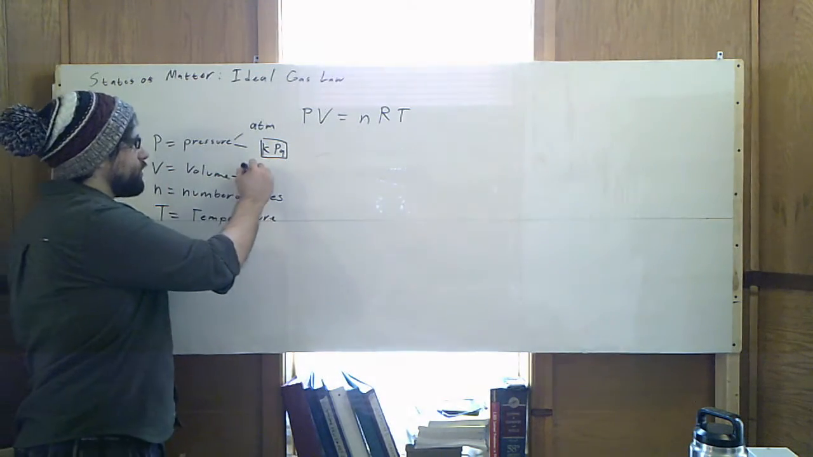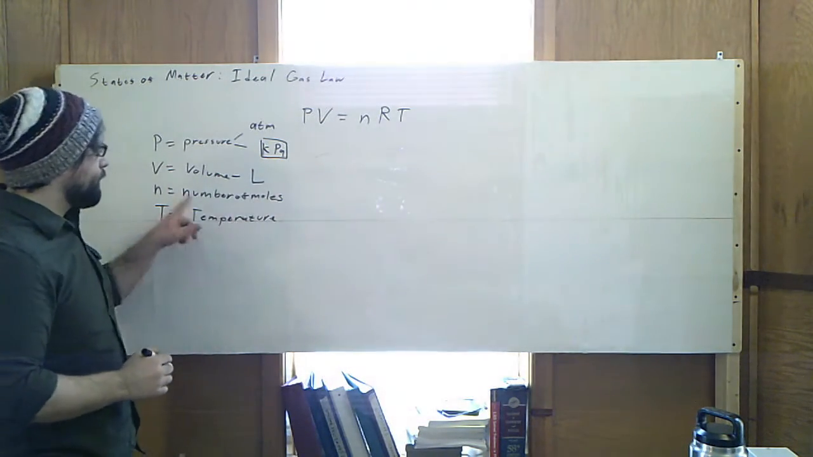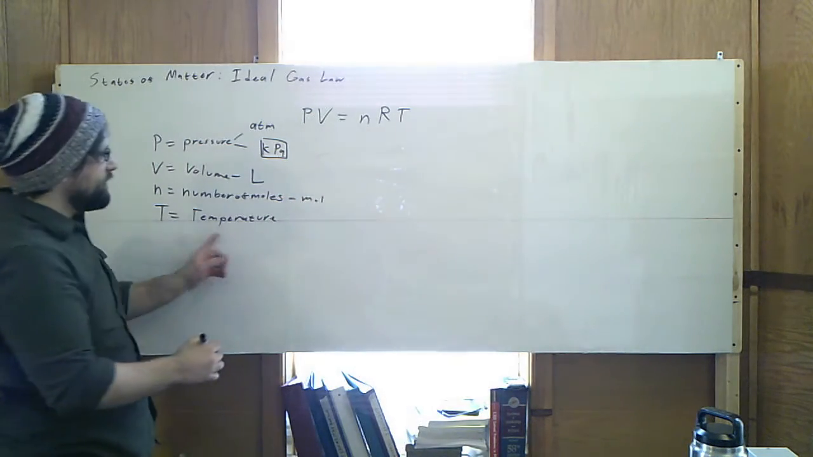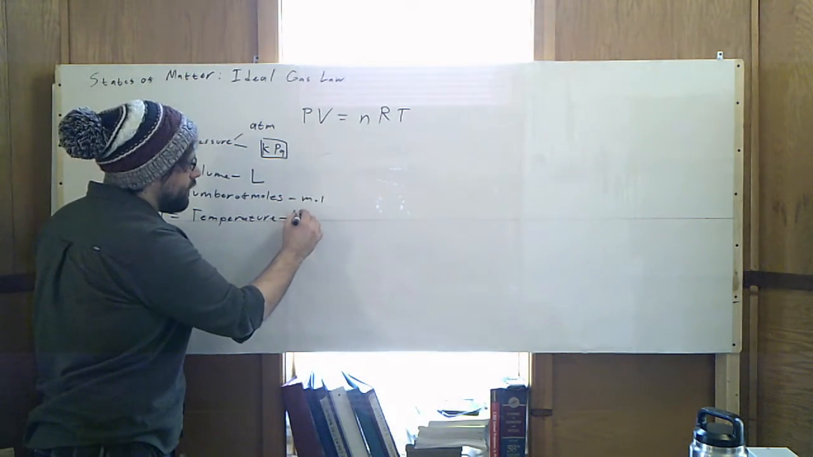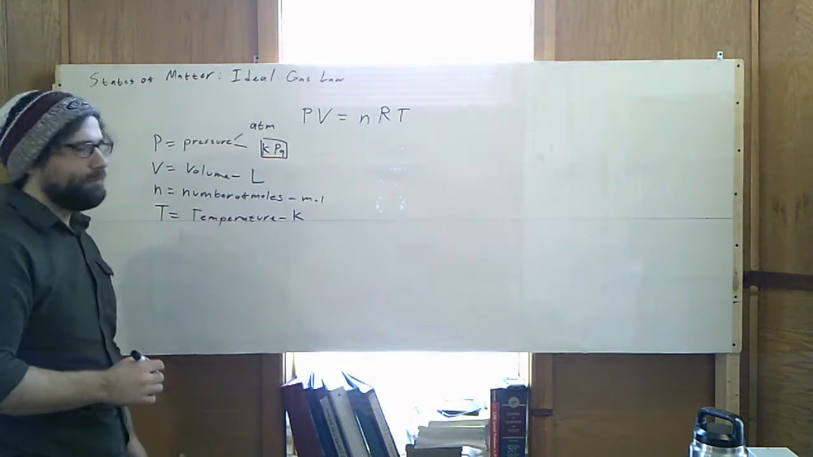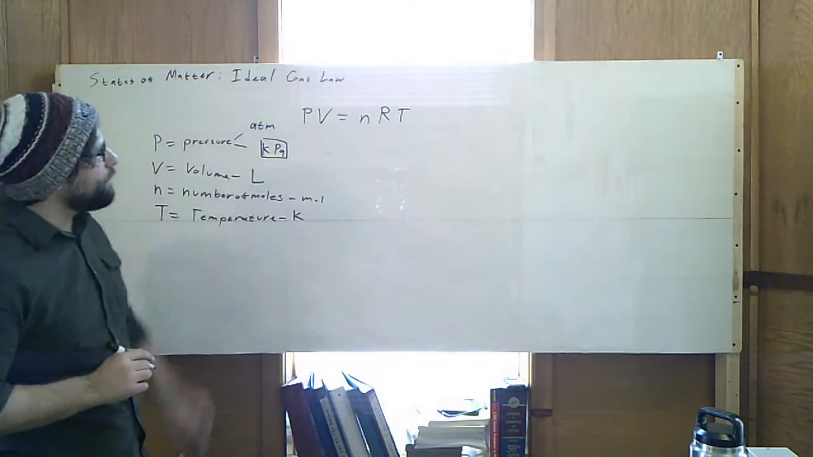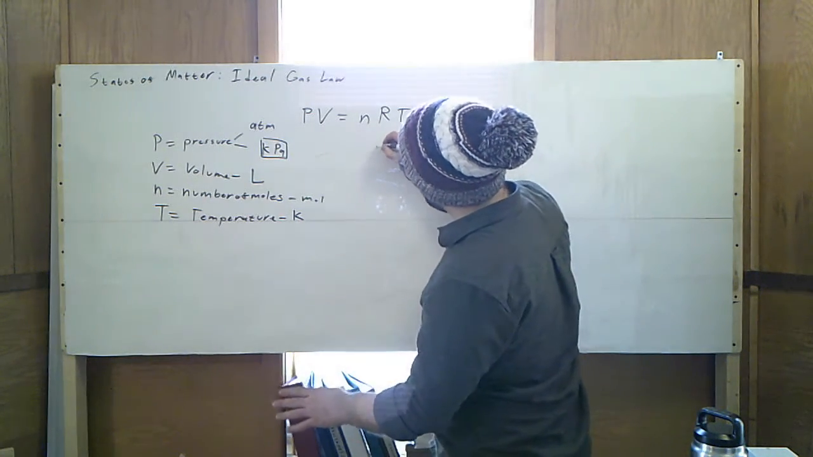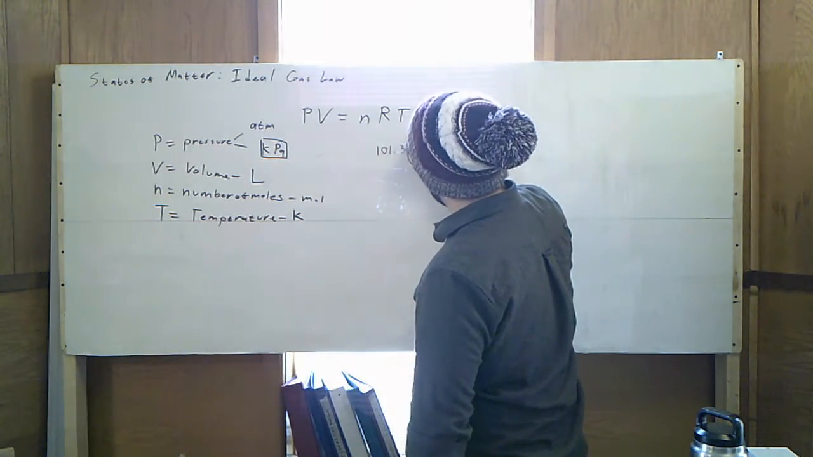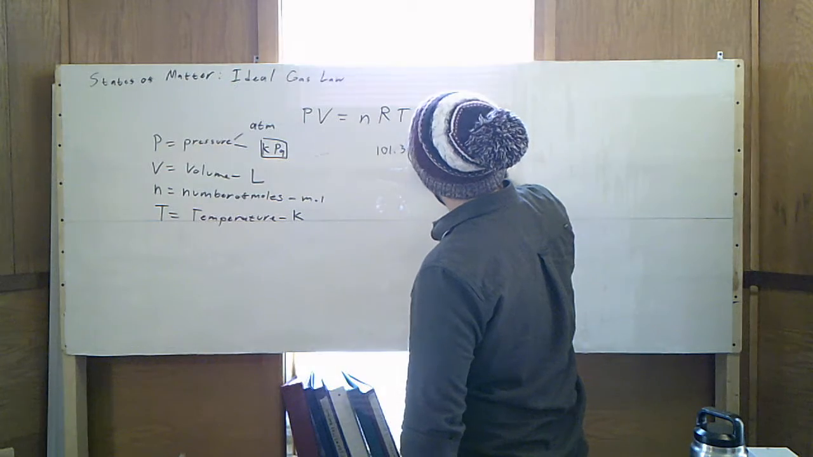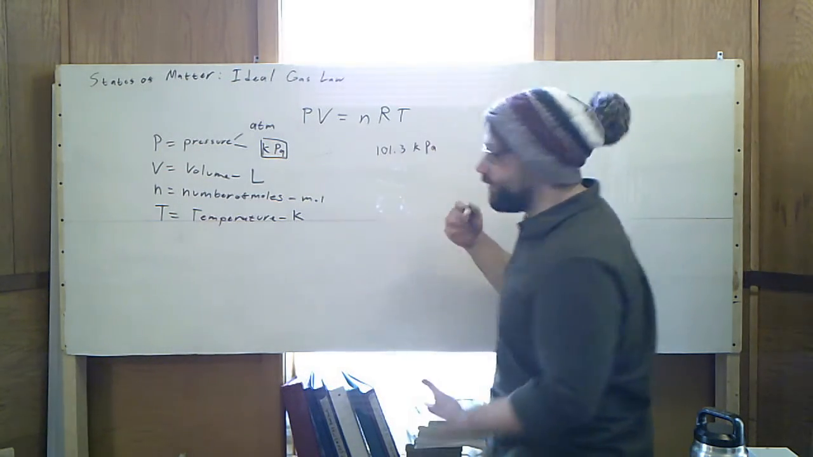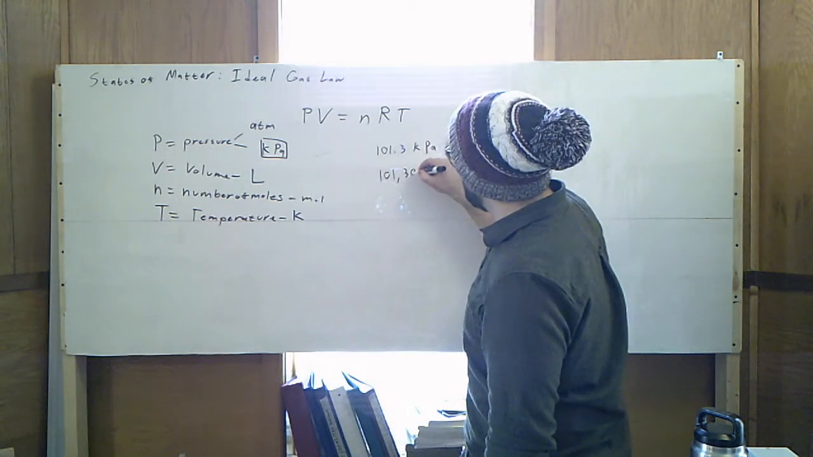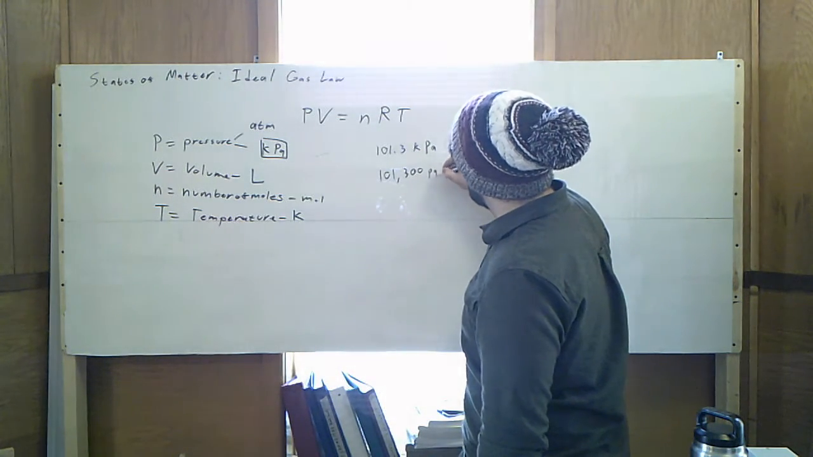Volume, we're going to measure in liters. Number of moles, clearly moles. And temperature, this will again be in degrees Kelvin. Let's go back to that kPa thing. So, atmospheric pressure is 101.3 kilopascals. Another way to write that would be to say 101,300 pascals.